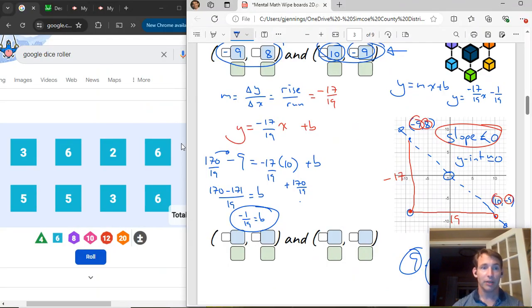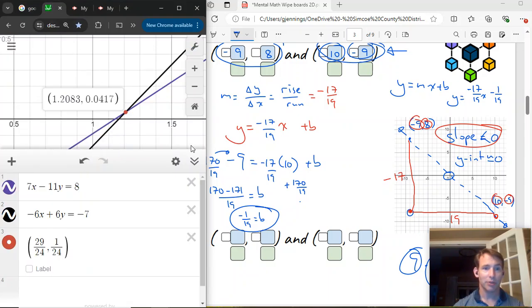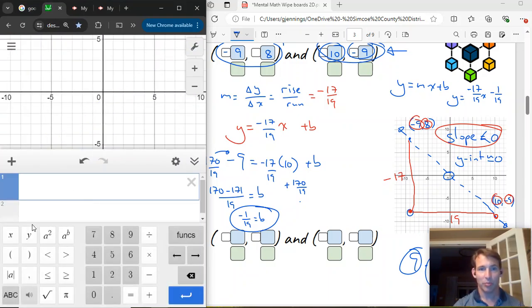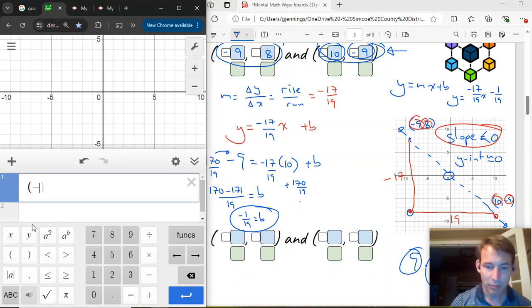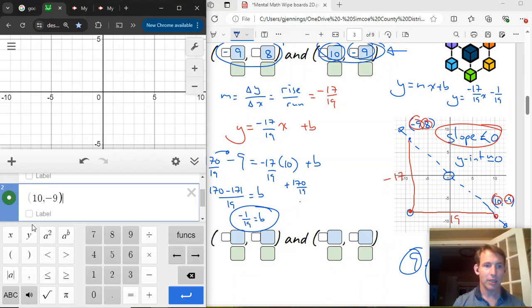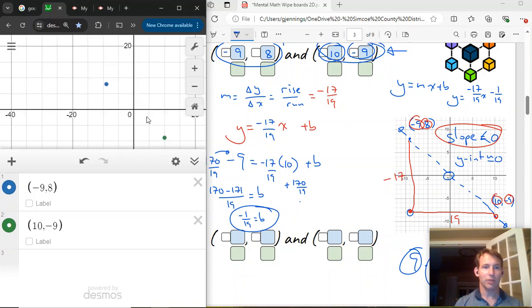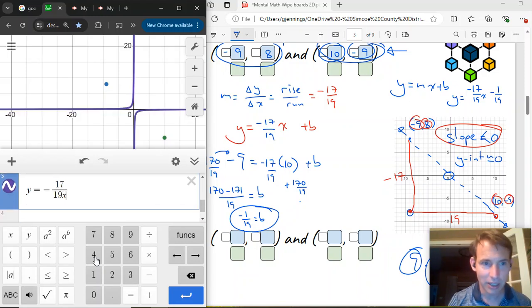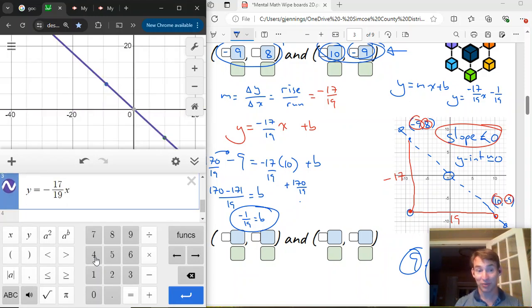So to do that, just go ahead and get yourself a fresh Desmos and type in your points, minus 9 comma 8, and then your other point is 10 comma minus 9, and then you're going to go ahead and zoom out so you can see both of those. Write in the equation of your line, y is equal to minus 17 on 19x. Oops, the x should be upstairs. There. It looks perfect, but it's not.